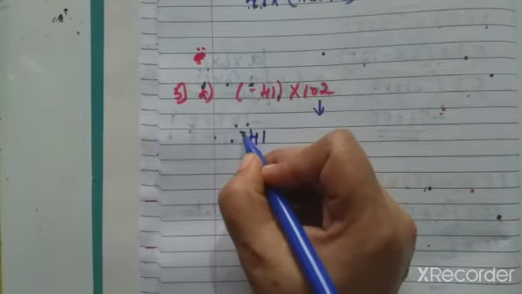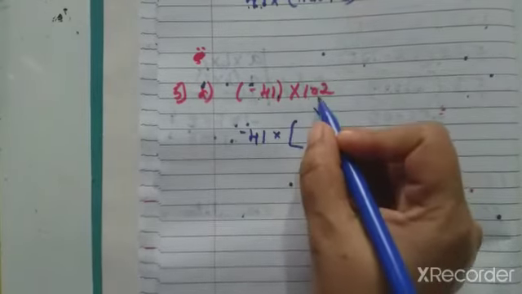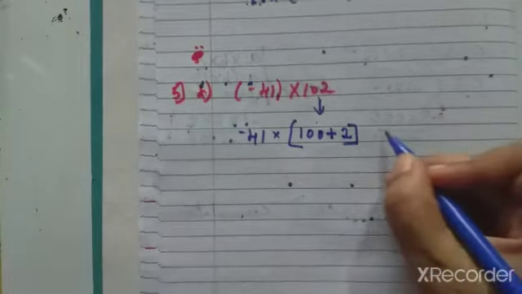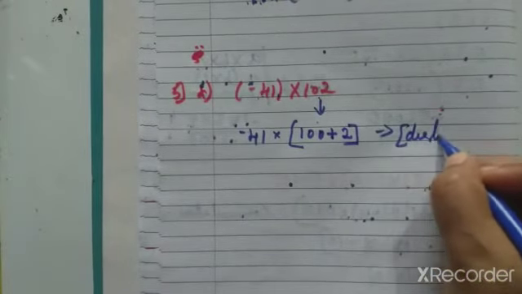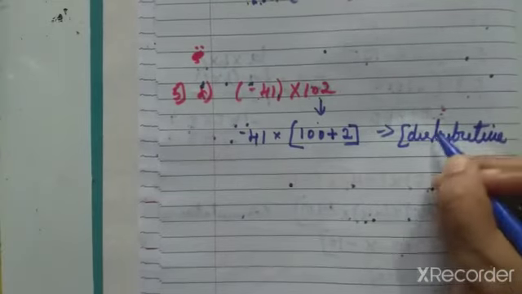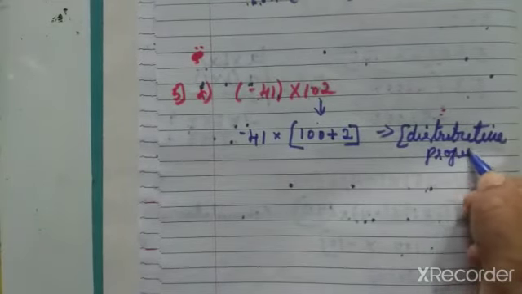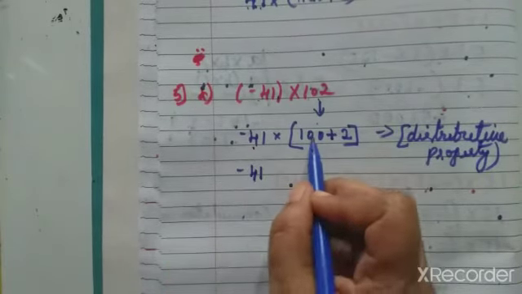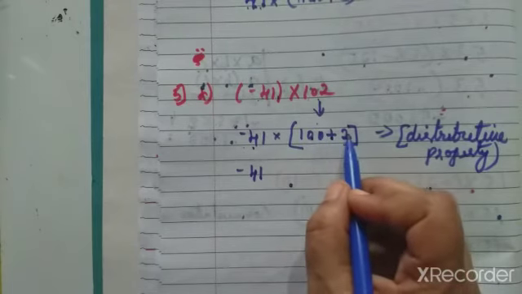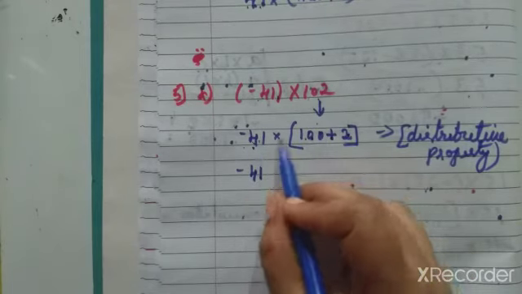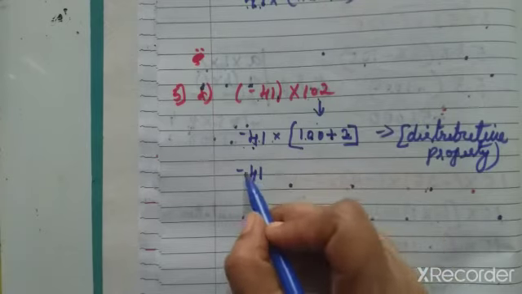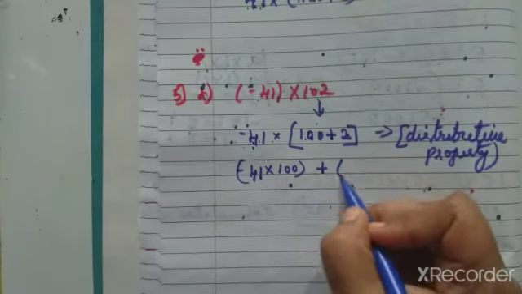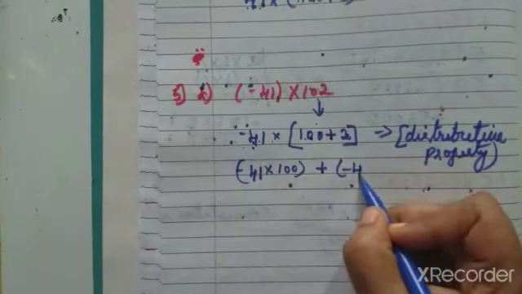Minus 41 as it is, and here split the number. Splitting is distribution: 100 plus 2. So we have used the distributive property. Now distributive means minus 41 into 100 plus minus 41 into 2 we have to multiply. That is distribution, like distributing things to each person, otherwise they will fight. Minus 41 into 100, here plus symbol, so we have to write plus. Minus 41 into 2.